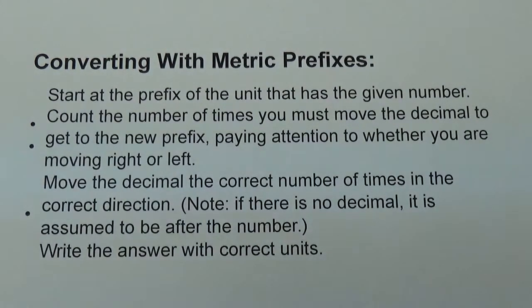Then you will count the number of times you must move the decimal to get to the new prefix, paying attention to whether you're moving to the right or the left. And then finally, you'll move the decimal the correct number of times in the correct direction. Note, if there is no decimal, it is assumed that the decimal is after the number. And then finally, you'll write the answer with the correct units.